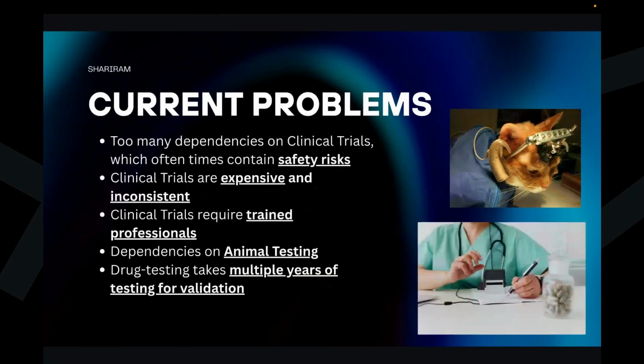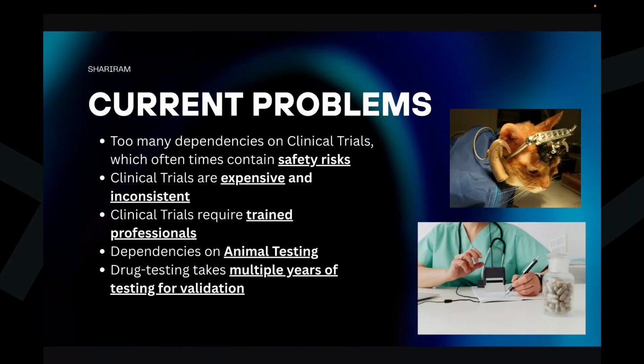So what are current problems as of now? In general, when people haven't shifted to body simulators yet, and are currently depending on clinical trials, which often contain an extreme amount of safety risks depending on what experiment is being conducted, they're extremely expensive and inconsistent based on all the equipment you'll need. In fact, when you're doing a clinical trial, you need to keep updating your equipment and get multiple of the same product if you're conducting the same experiment.